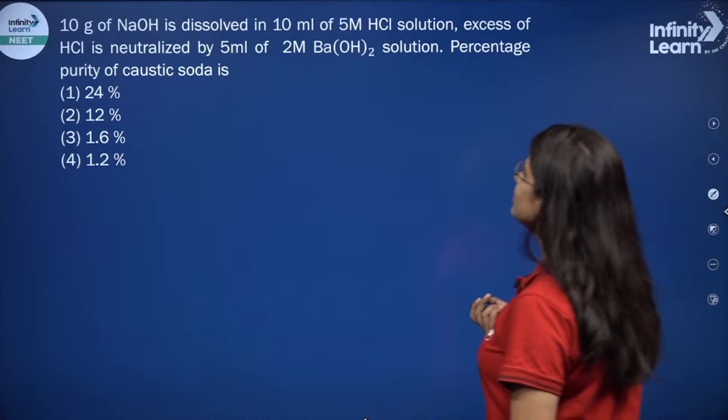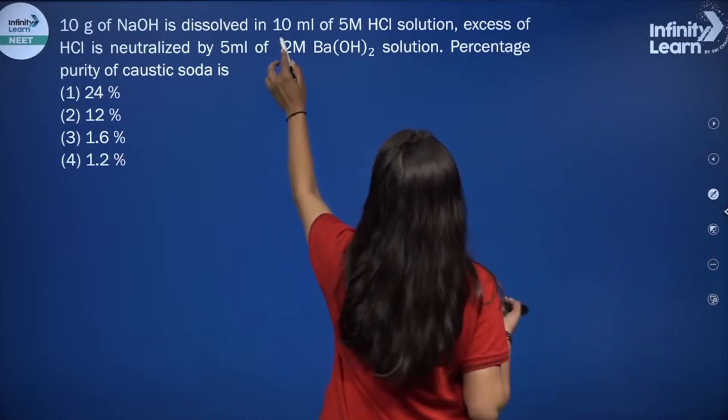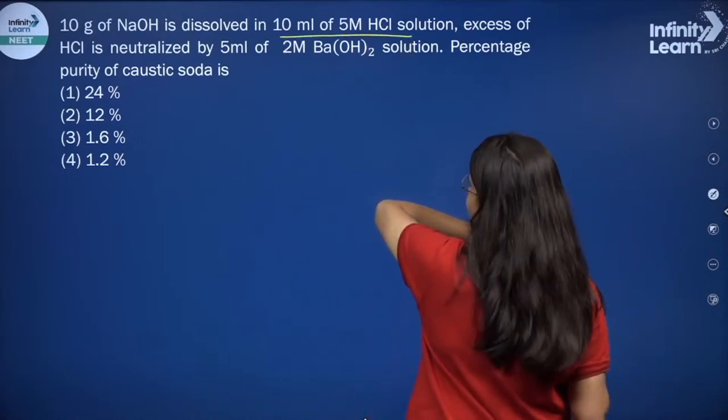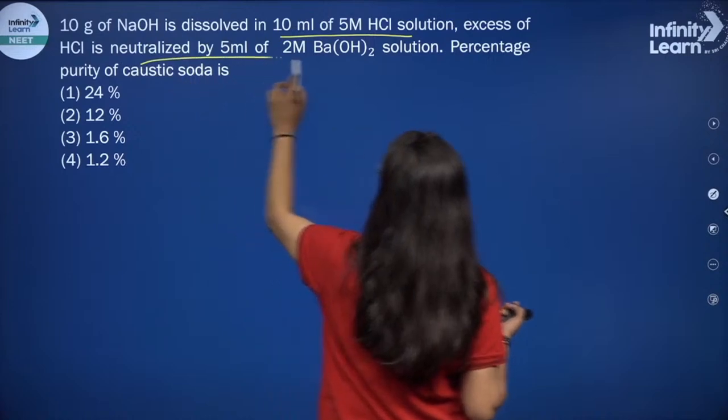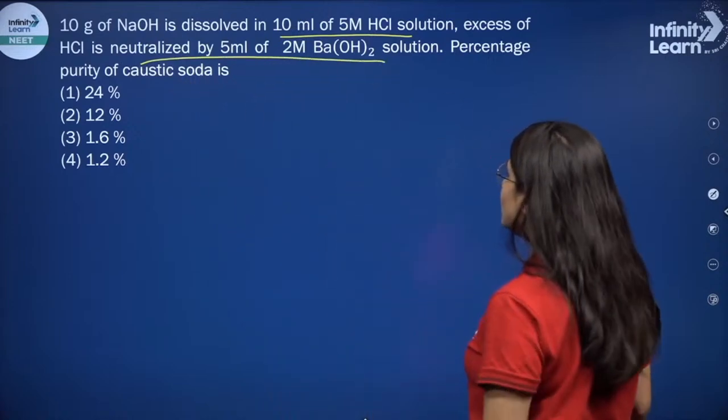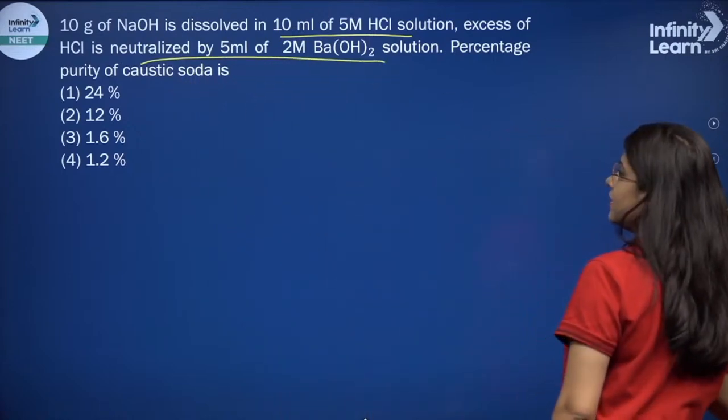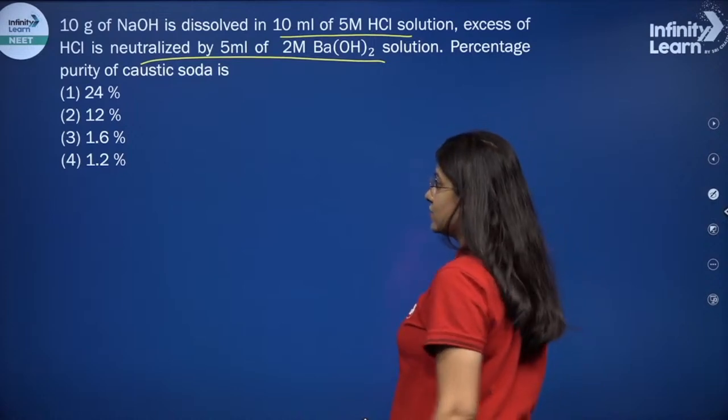Okay. 10 grams of NaOH is dissolved in 10 ml of 5 molar HCl. Excess of HCl is neutralized by 5 ml of 2 molar barium hydroxide. Percentage purity of caustic soda is?